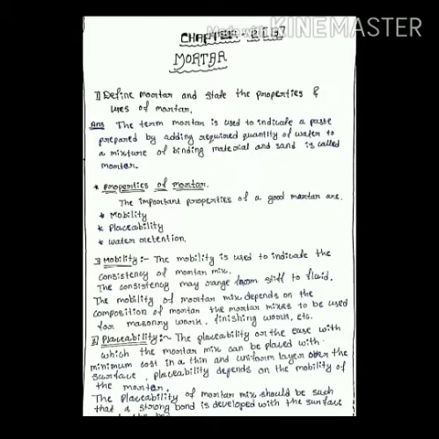Mortar means it is a mixture which contains binding material, fine aggregate, and required quantity of water. Before starting the properties of mortar, we will see the meaning of these 3 different terms. They are mobility, placeability, and water retention. Mobility means it indicates the consistency of mortar mix. The consistency may range from stiff to fluid.